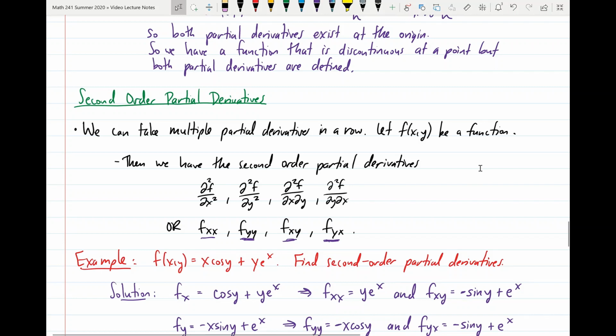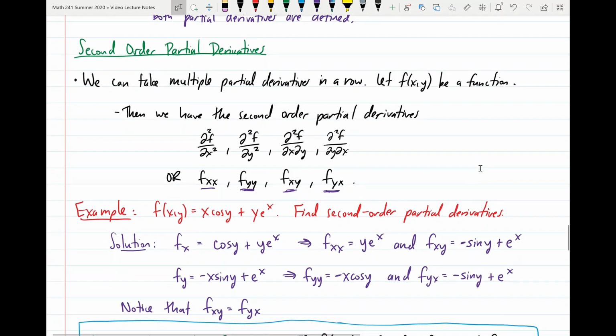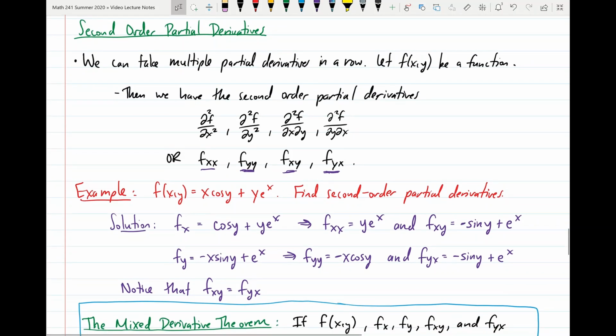So when we take two partial derivatives of a function in a row, we have a bunch of different options as to what these second order partial derivatives can look like, because we have the choice of taking the derivative with respect to x or y both times, which gives us 4 different second order partial derivatives. So the first is the second order partial derivative where we take the partial derivative with respect to x twice in a row. The second one, we take the partial derivative with respect to y twice in a row.